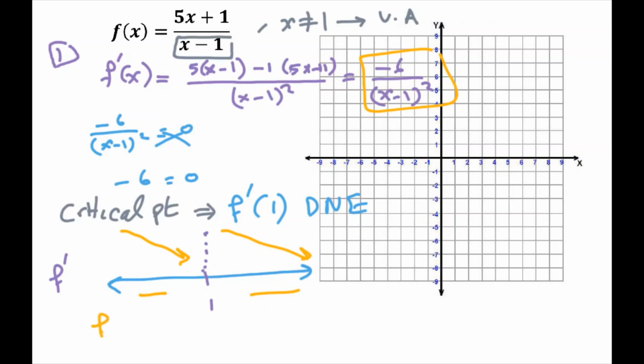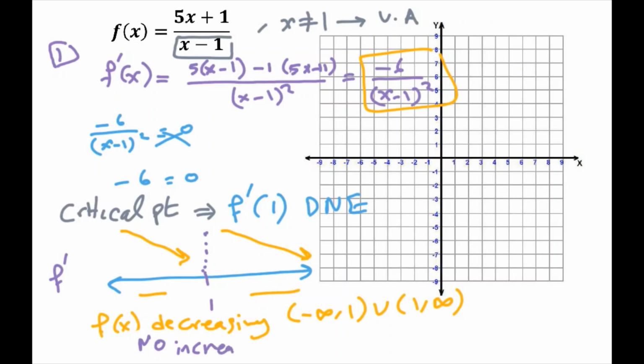So the function f decreases all over the domain. It's from negative infinity to 1 and 1 to infinity, or you can say all real numbers but not 1. For f(x), there are no increasing intervals. Okay, so that's about the increasing and decreasing, the first derivative.